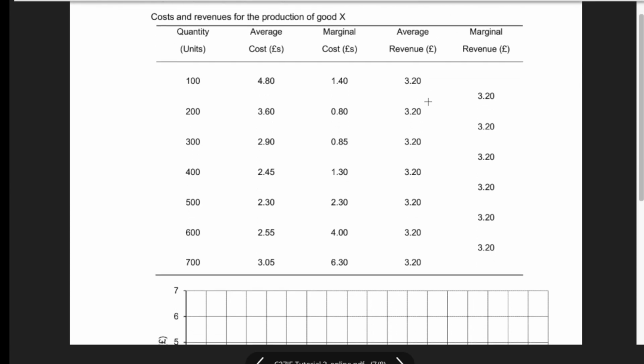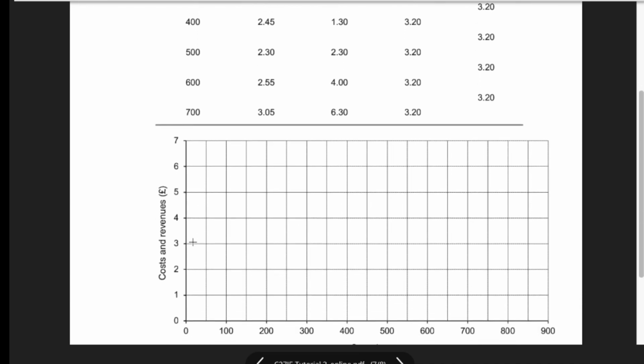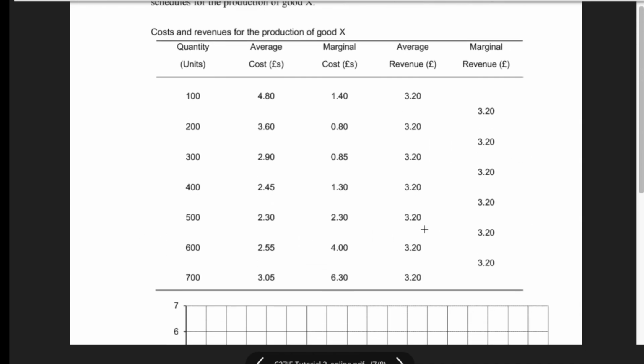Bearing in mind, on our y-axis we have cost and revenues, and on our x-axis we have quantities. If we look at our average revenue numbers, what would I expect the line for average revenue to look like?